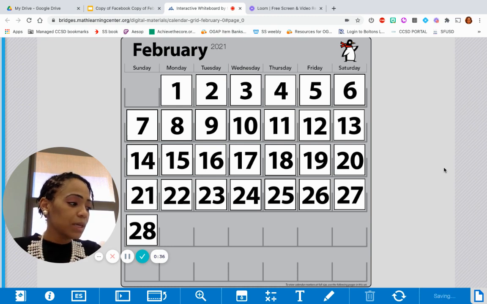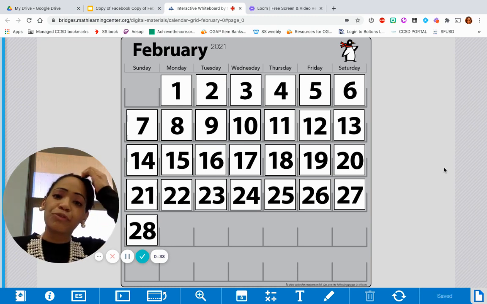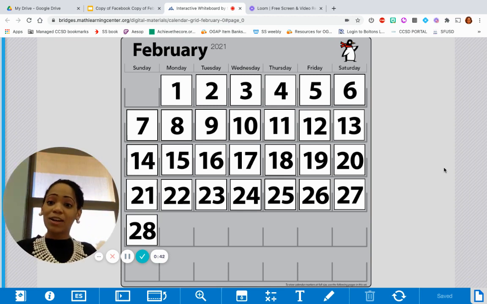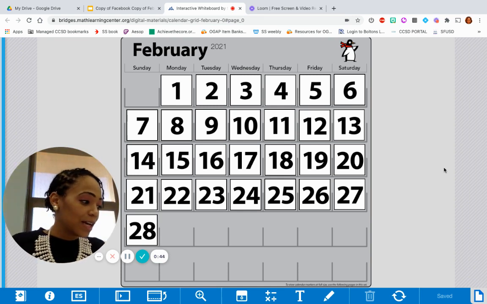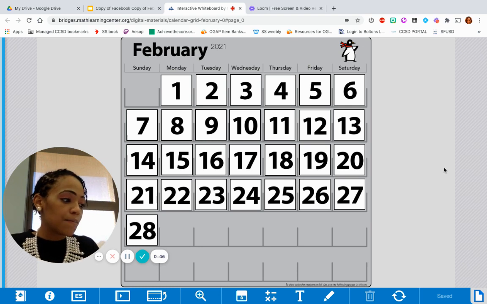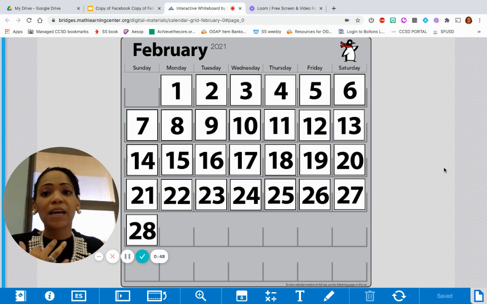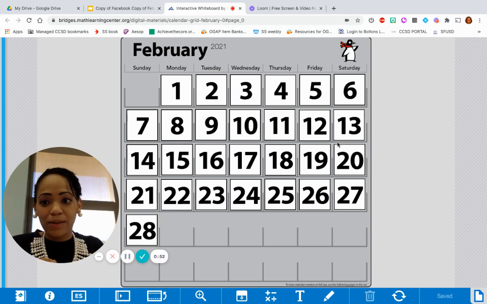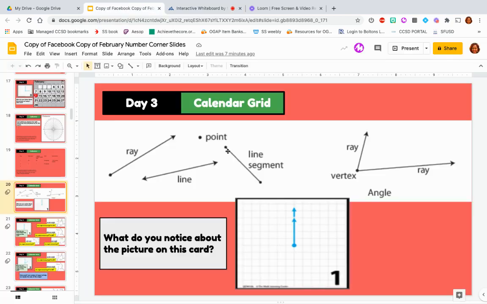However, before I reveal the first marker of the month and the second marker and the third marker, since today is the third, let's talk about some vocabulary terms that are going to help us talk about what's happening with the pattern for February. Okay?